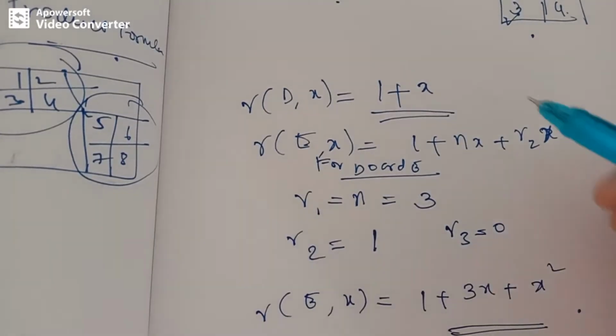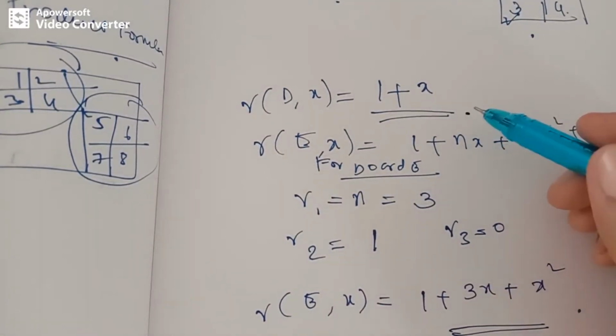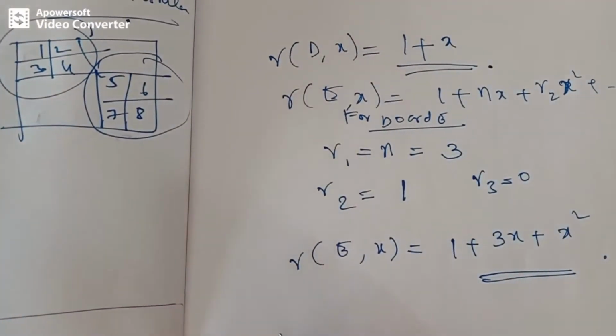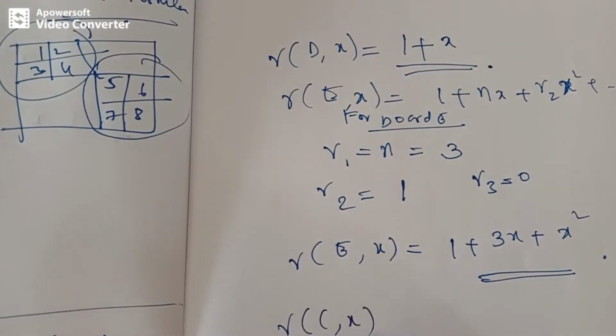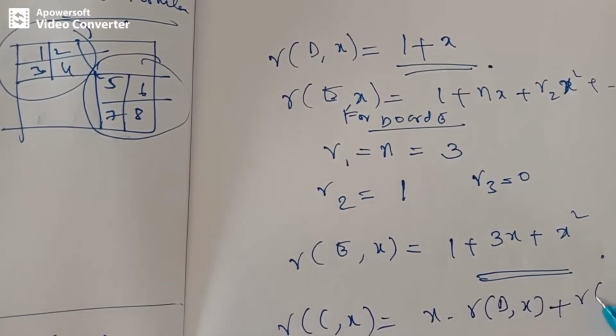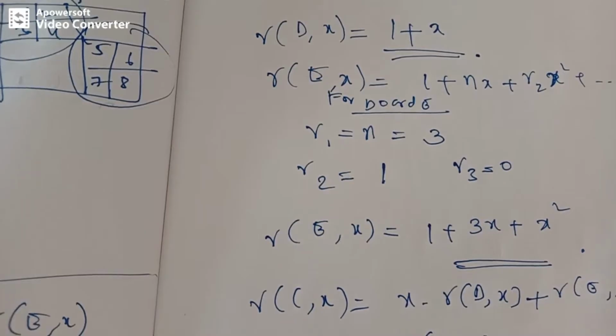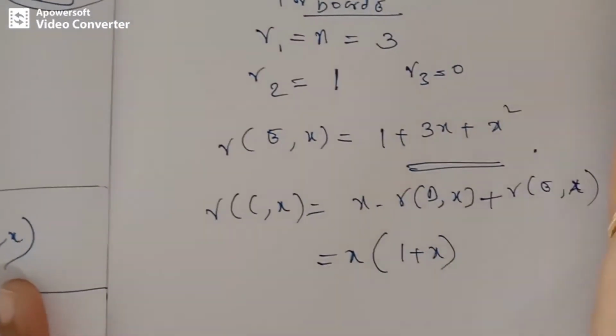Right? So totally, the Rook's polynomial for the C board, by the expansion formula, is given by R of C comma x is x into R of D comma x, plus R of E comma x. So it is x into (1 plus x), plus (1 plus 3x plus x square).